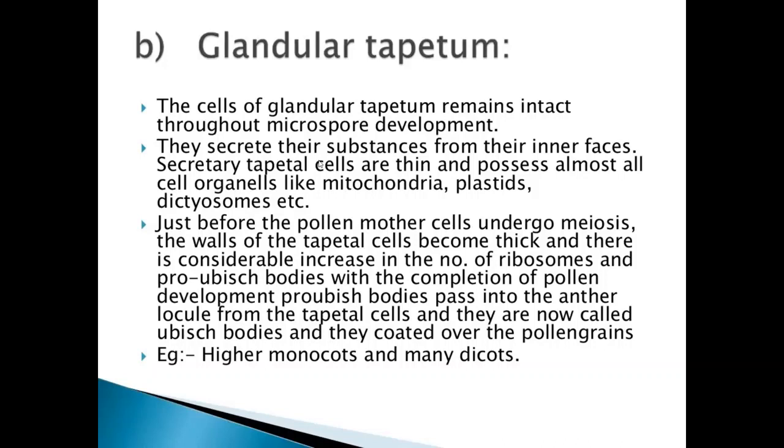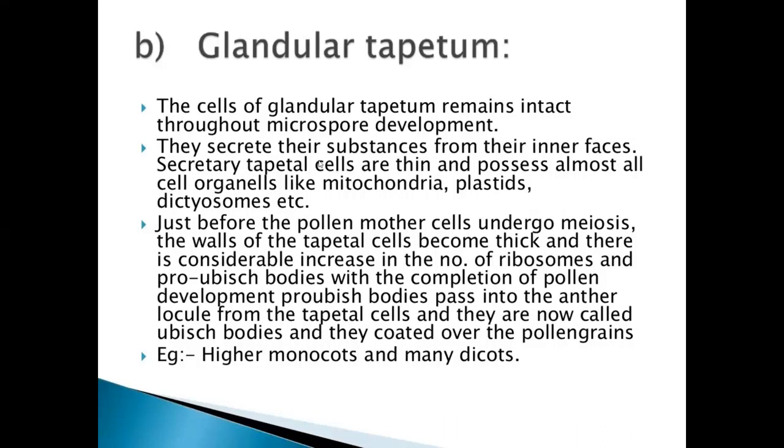Just before the pollen mother cells undergo the meiotic divisions, the walls of the tapetal cells become thick and there is a considerable increase in the number of ribosomes, and the pro-Ubisch bodies are also present with the completion of the pollen development. Pro-Ubisch bodies are passed into the anther locule from the tapetal cells and are then called the Ubisch bodies. So Ubisch bodies are present in the glandular tapetum.